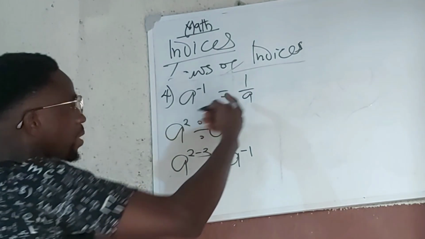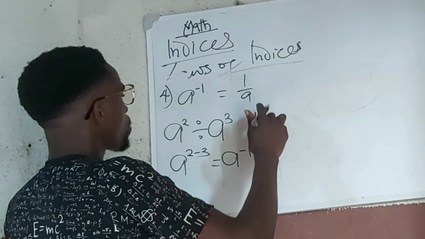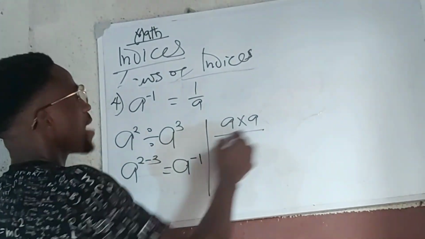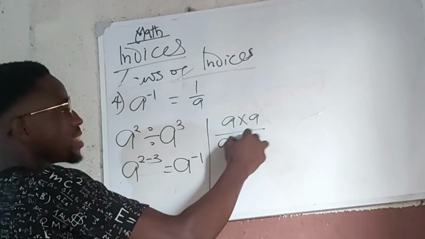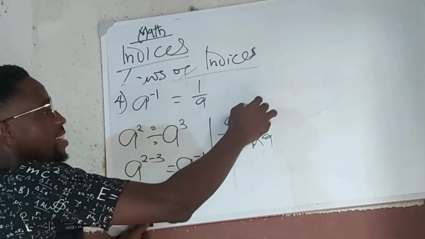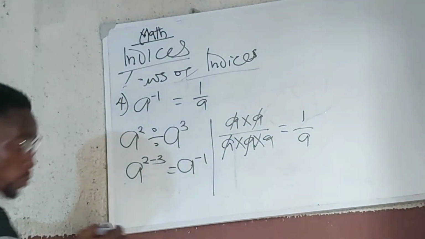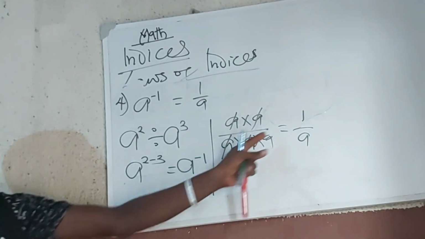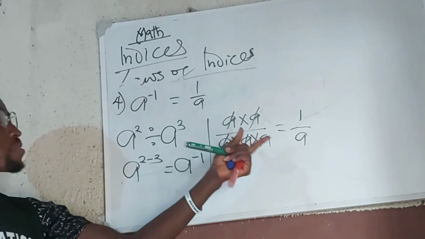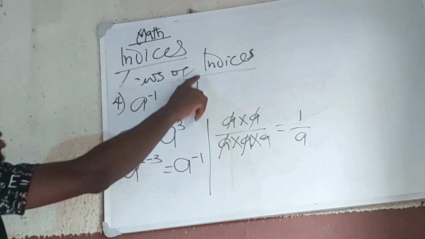But then, let's expand. In that expansion, 8 to power 2 is the same thing as a times a, divided by 8 to power 3, which is a times a times a. So this a cancels with this, and this with this, and we'll be left with 1 on top and a below. So you can now see that 8 to power minus 1 is the same thing as 1 upon a. We solved it using the law of indices and arrived here. We solved it by expansion and arrived here. So you can see that 8 to power minus 1 is 1 upon a.